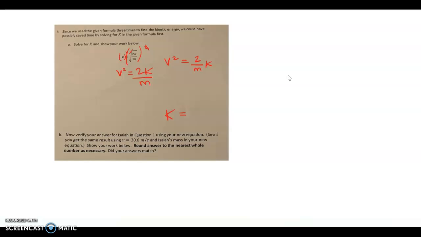So just finish isolating k, and then once you get the answer, what you're going to do is you're going to use 30.6 for v. You're going to use your mass from question 1, and you're going to substitute that in and solve for k and see if you get the same answer as you did in number 1.